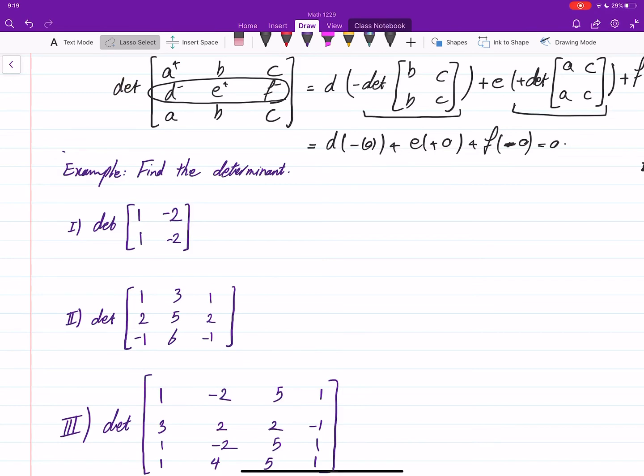Okay, let's do these examples here. In the first one, row 1 is equal to row 2, so the determinant is 0. Here, you have to look a little bit carefully. Column 1 is equal to column 3, so then the determinant is 0.